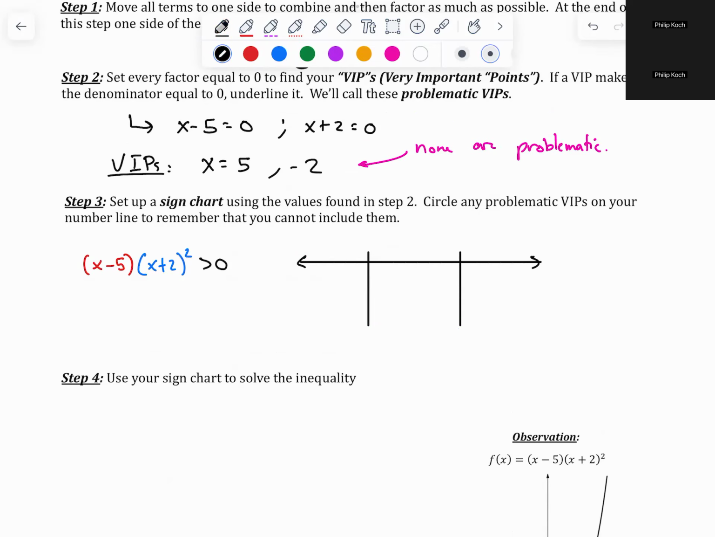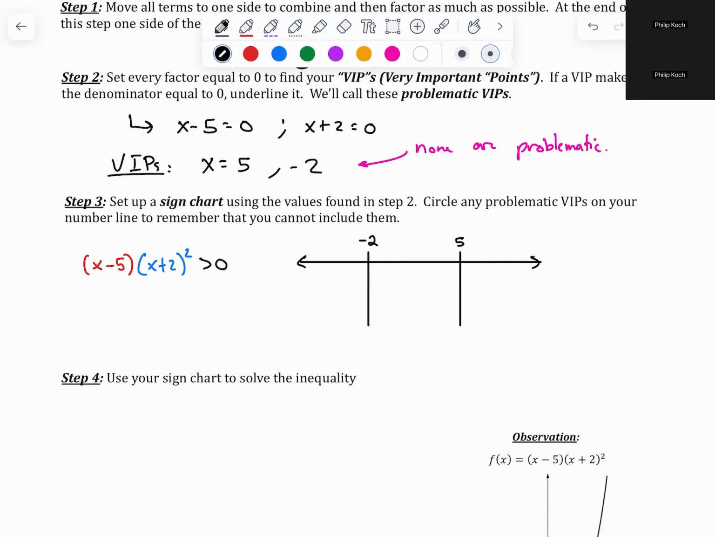And so our VIPs were negative 2 and 5. So put them on the number line in the proper order. So negative 2 is the first one. And here's 5. And since I'm trying to solve for where this is positive, or where maybe I could also have less than 0 in certain circumstances, all I really care about then is the sign. If the overall sign is positive, the result is positive. And I don't need to know what it is. I just need to make sure that it's greater than 0.